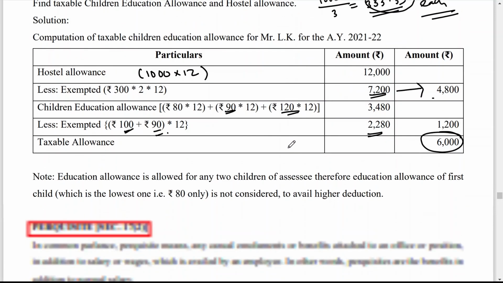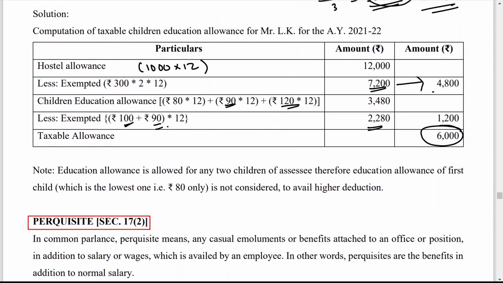Now, education allowance is allowed only for any two children. Therefore, the education allowance of the first child, which is the lowest one, that is rupees 80 only, is not considered, because we avail the higher deduction.